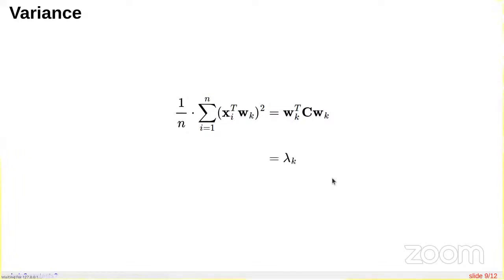Lambda k, eigenvector. So this is lambda k, right? The eigenvalues have a very important interpretation, which is that they capture the variance of the data set along the kth principal component. This is why eigenvalues are important here.